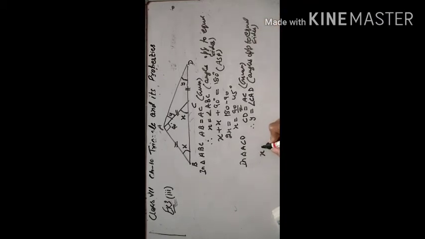Now x is equal to this exterior angle, x is equal to the sum of interior opposite angles, y plus y. So x is 45, this exterior angle is 45, which is equal to 2y. That implies y is equal to 45 by 2, that is 22.5 degrees.